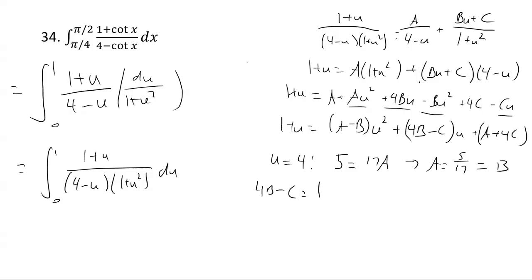And then I know that b is 5 over 17, right? So 4 times 5 over 17, and then minus 1 is equal to c. So then what is c equal to? Oh boy, okay. 20 over 17 minus 17 over 17. That is 3 over 17. Okay. We have our partial fractions.